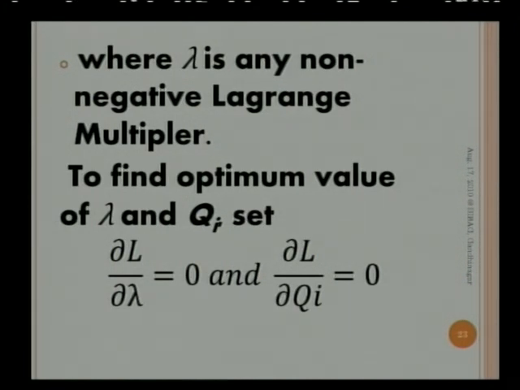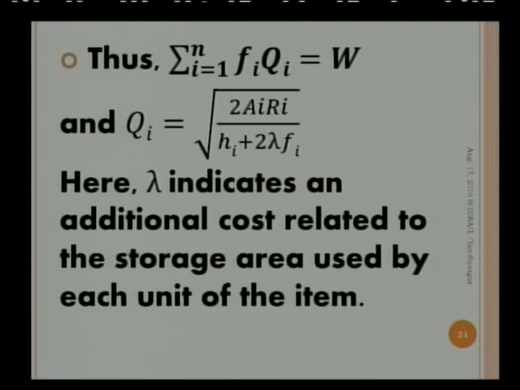where lambda is a non-negative number known as the Lagrangian multiplier. To find the optimal values of lambda and Qi, we need to set up two equations, similar to finding the critical points: del L by del lambda equal to 0 and del L by del Qi equal to 0. After solving such equations, we get a relationship between Qi and lambda, in the form Qi equal to square root of 2 Ai Ri upon Hi plus 2 lambda times Fi, where lambda indicates the additional cost related to storage area for each unit of the item.